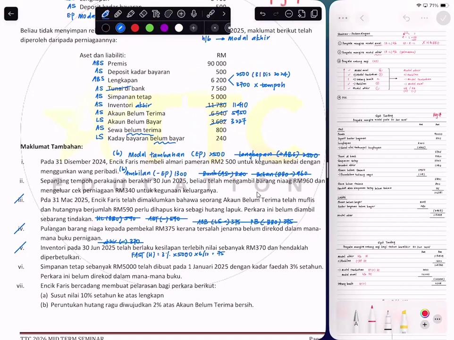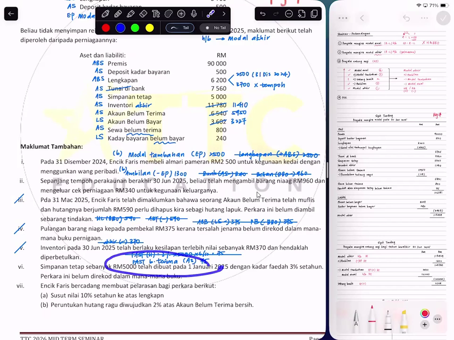Okay, but before we continue, we know that we don't need the hasil, right? So we can cross out the hasil. And also they mentioned, perkara ini belum direkodkan dalam mana-mana buku. That means we haven't received the faedah atas simpanan lah. So it will be faedah atas simpanan tetap belum terima. The klasifikasi will be AS 75.